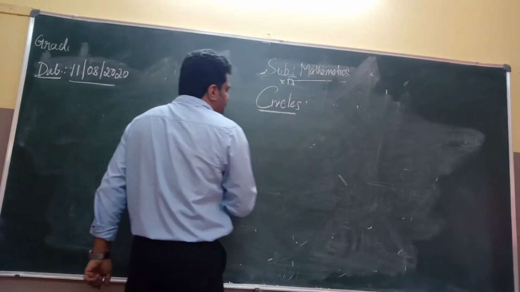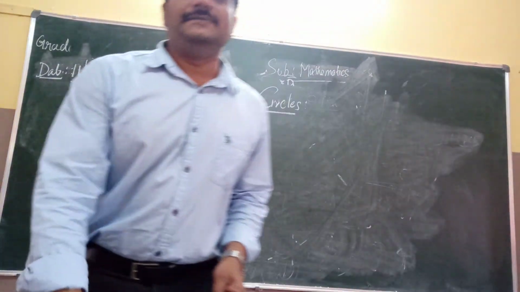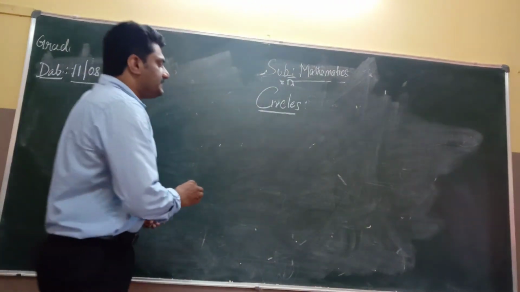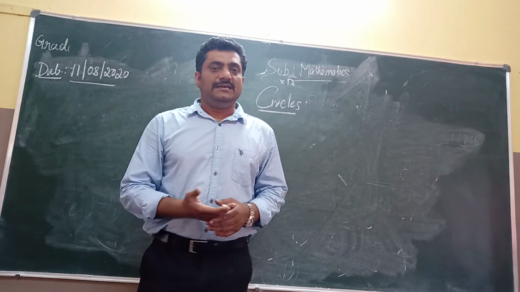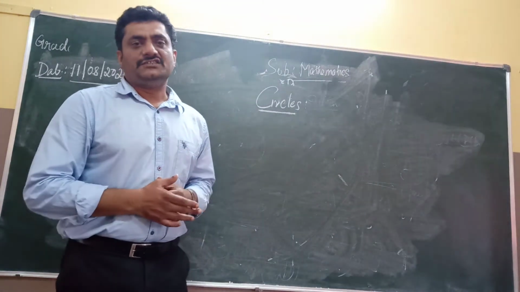And what is the relationship between a diameter and a radius? Radius is always half of diameter. Understood? That is the basic things of a circle.